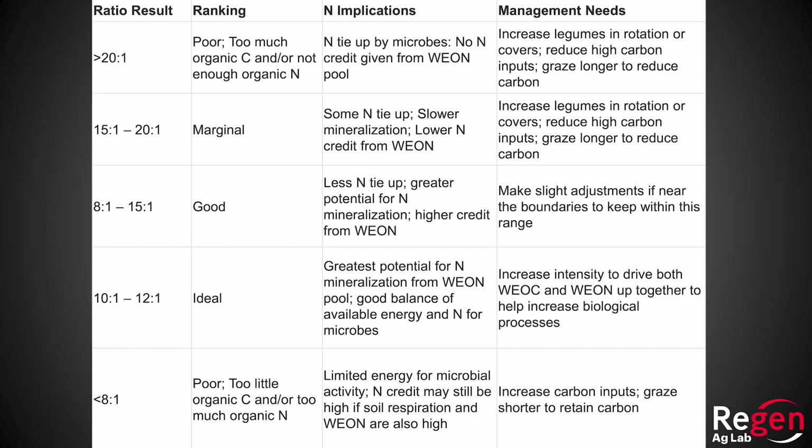If you got too high of a seed-in ratio, makes common sense. We're going to increase legumes in the rotation or in the covers. We might reduce high carbon inputs. We might graze longer to remove more of that carbon. And again, these are just 3 or 4 ideas. There are countless ideas, and it depends on your operation, what you want to try. But focus on reducing the carbon. Or you want to bring in a shot of organic in. Manure, compost that have high organic in.